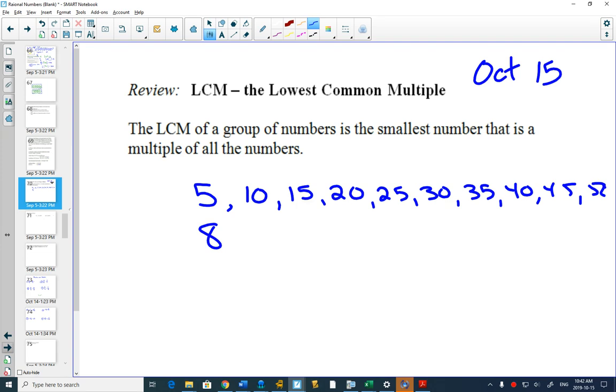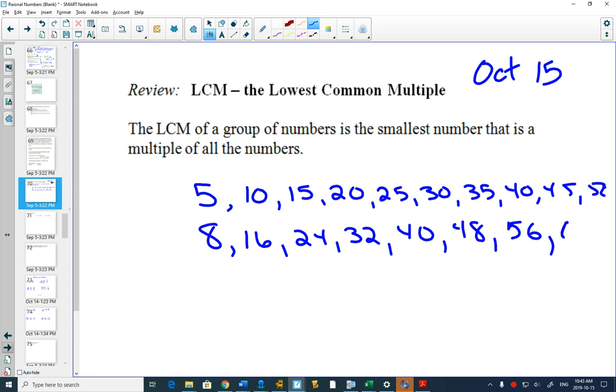Multiples of 8 would be 8, 16, 24, 32, 40, 48, 56, 64, and I'm running out of room. So if we add by 5s, those are your multiples of 5. Add by 8s, those are your multiples of 8. Counting by 5s is a good way to practice your times table for 5s. Counting by 8s is a good way to practice your times table for 8s.